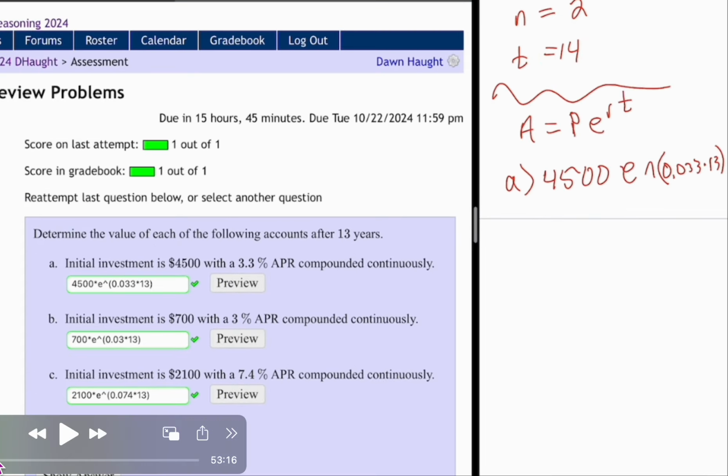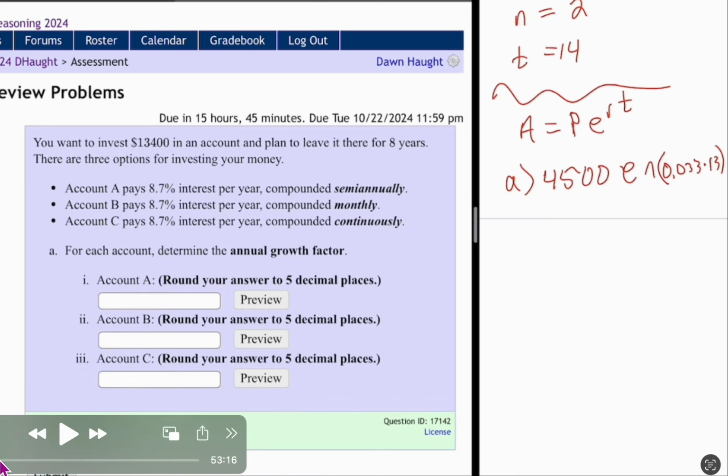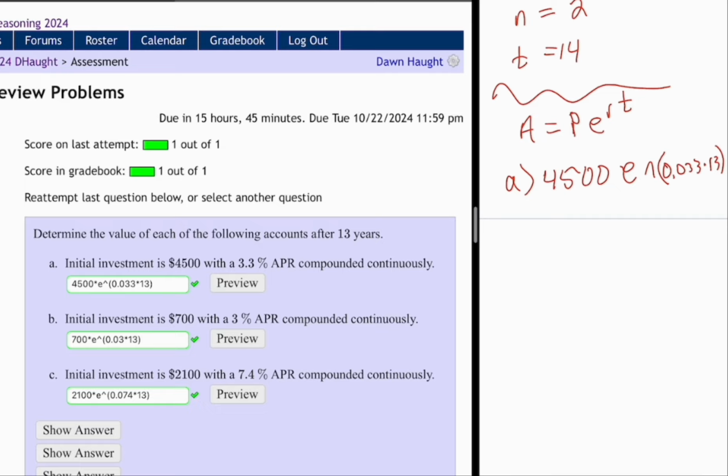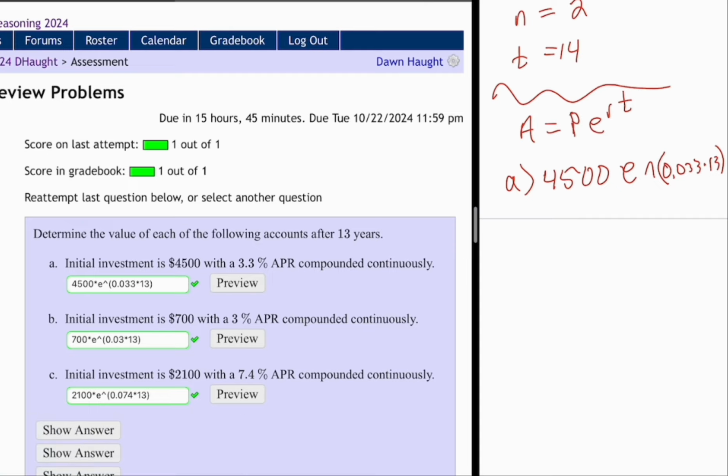Let me get question 12 up here. Now, just a second. I lost it. There we go. For question number 12, it says that we have a formula. Each one of those said compounded continuously. So please make sure you're using that PERT formula. Write that down. Write the word continuously next to it.